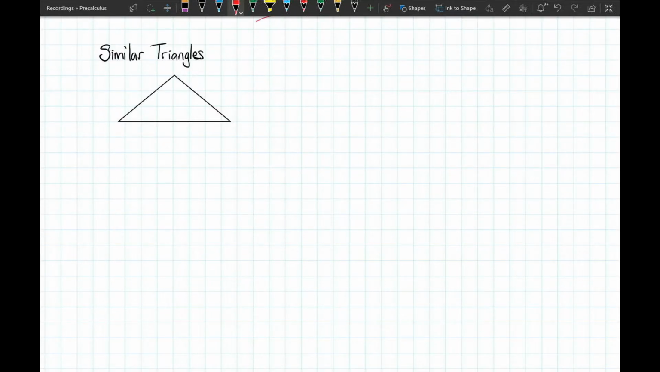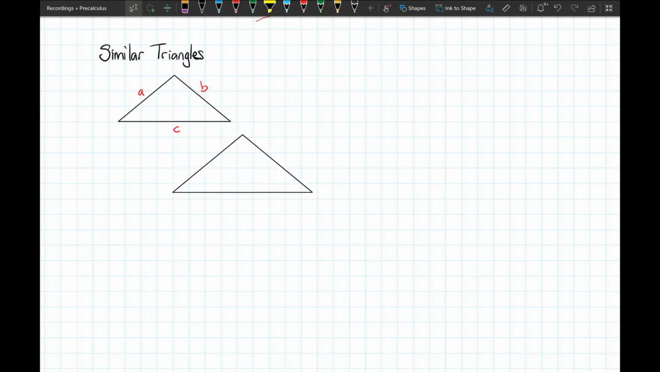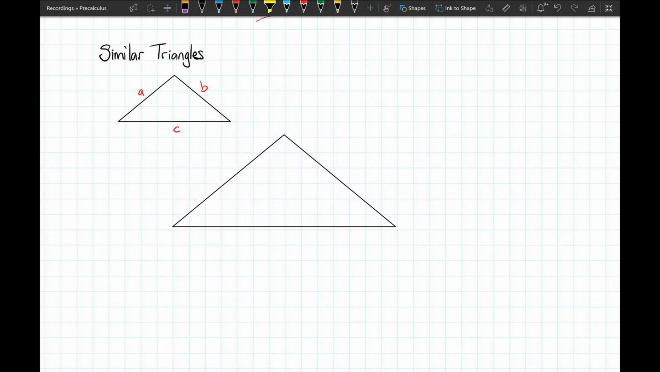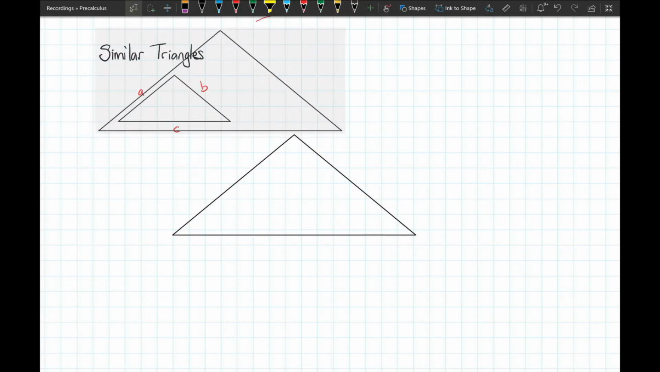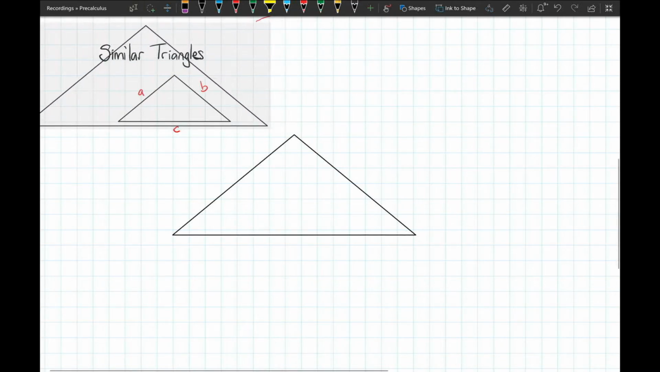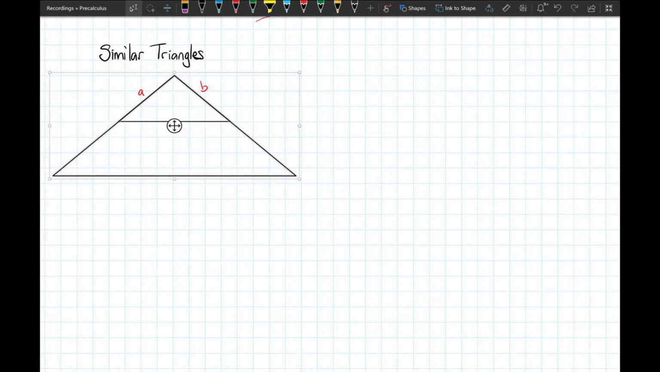Okay, here I've got just a basic triangle, and let's label the sides a, b, and c. Now, what I can do with that triangle is make a copy of it, but I'm going to increase the size of it. But I'm going to do that proportionally. So you can see it really looks like the same triangle. It's just scaled to be larger. And you can see that the angles are all exactly the same. So it really is more or less the same triangle. However, all of the sides are now quite a bit different in length.